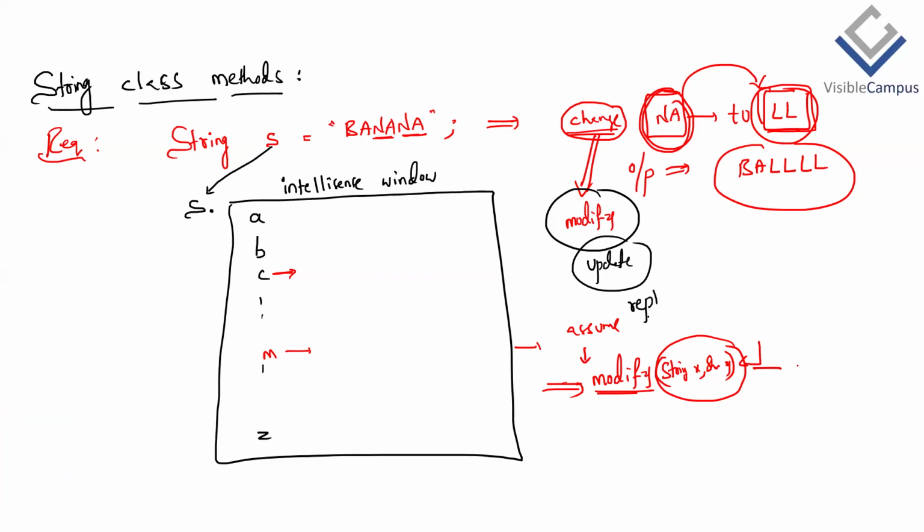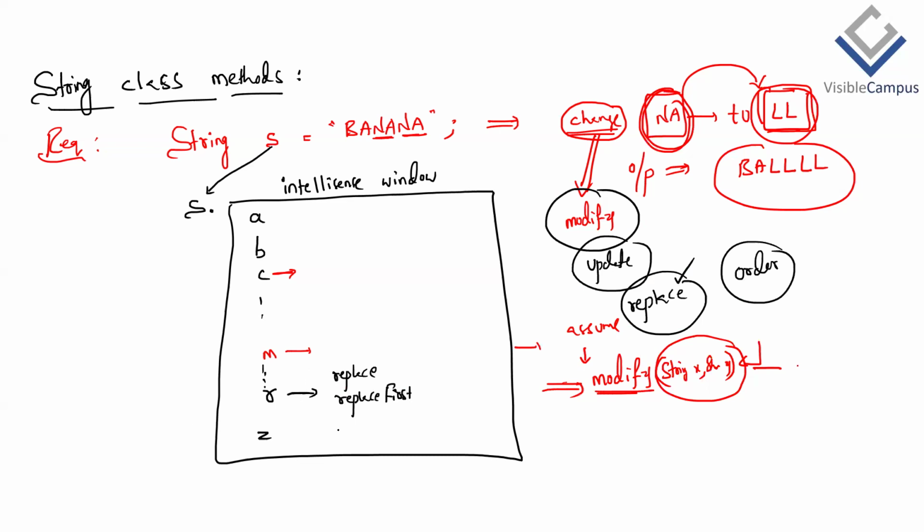Or order, something like that. So replace maybe, order maybe, like this. All these method names we will check with our English understanding only. Then somewhere we'll find replace. It is there. In letter R, there is a method called replace. But there are four replace methods. S dot replace, S dot replaceFirst, then S dot replaceAll, then there is one more method called replace, something else.